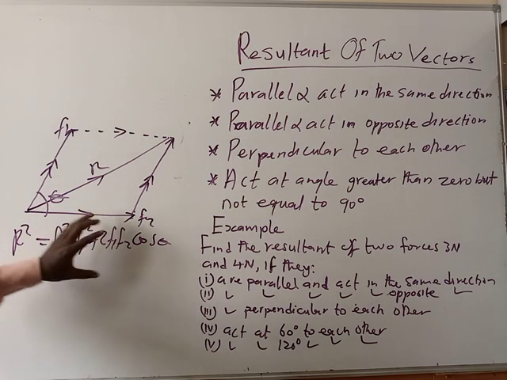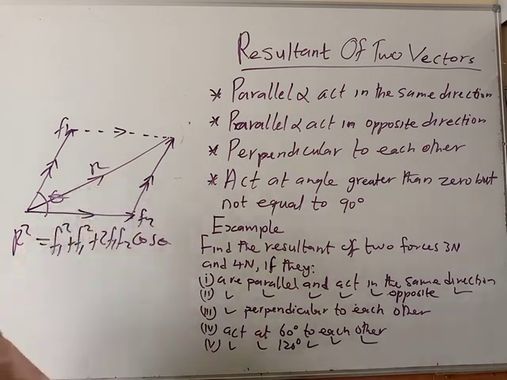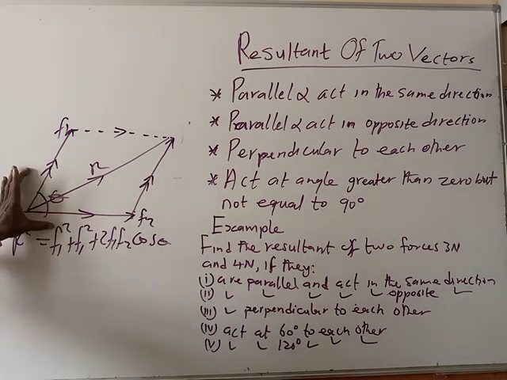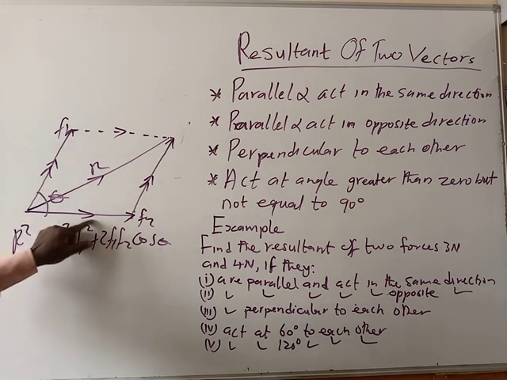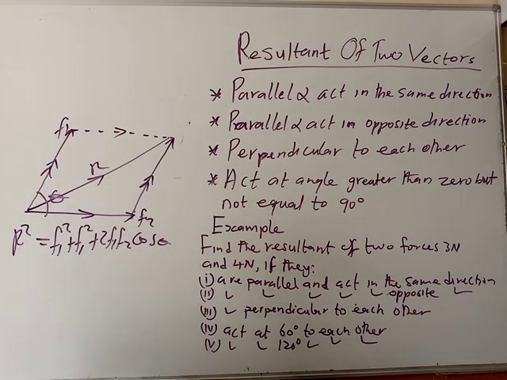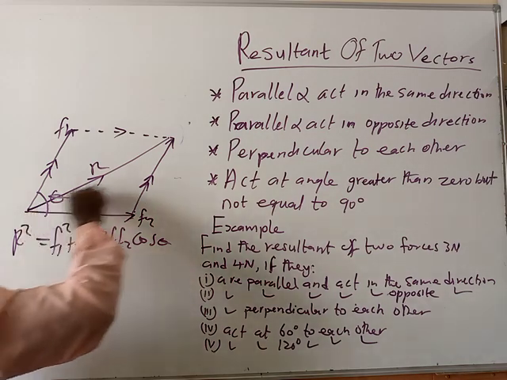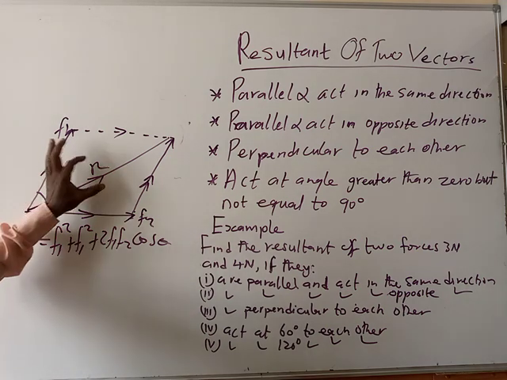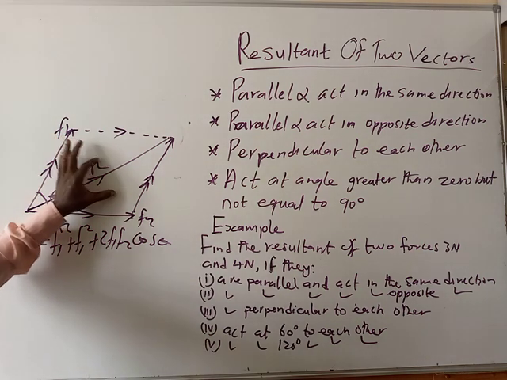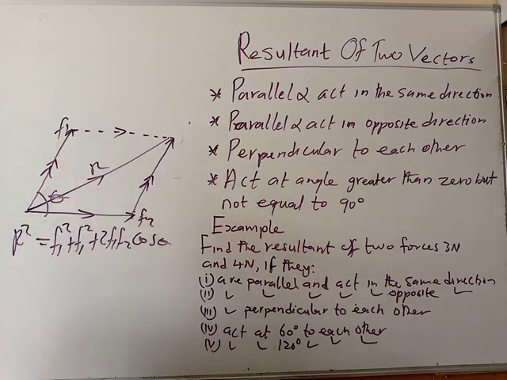And that will now lead us to the parallelogram law of vectors, which says if two forces are represented both in magnitude and direction by the adjacent sides of a parallelogram, the diagonal drawn from the point of intersection of the two forces represents the resultant both in magnitude and direction.